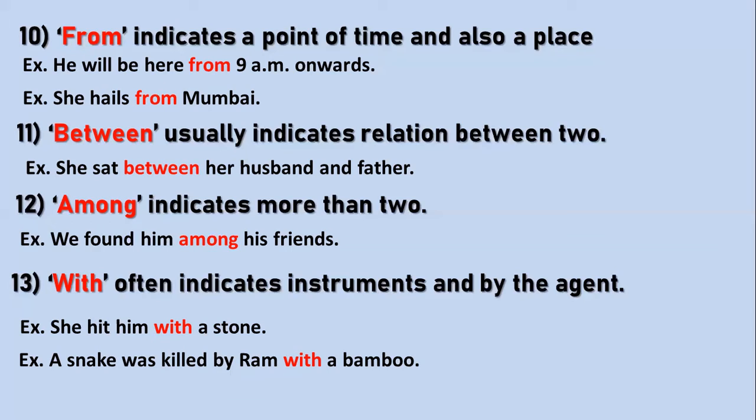Next, with. With often indicates instruments and the agent. For example, she hit him with a stone. A snake was killed by Ram with a bamboo. So here you can see that it indicates an instrument or a weapon, something which was used to do some action. She hit him with a stone. At that time you can use the preposition with.